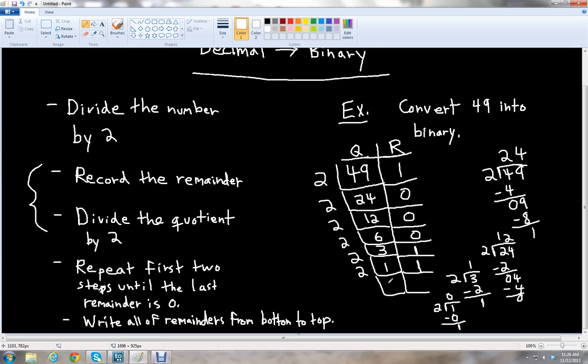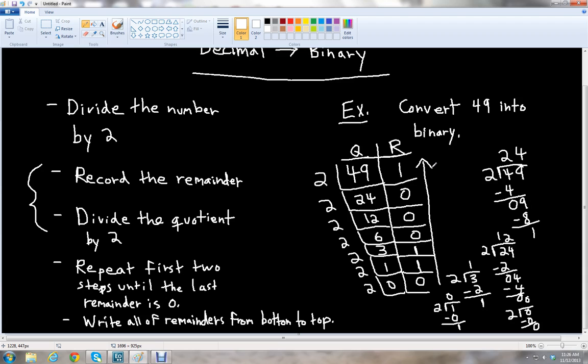And then we write down our 0. 2 goes into 0 0 times. And that gives us a remainder of 0. So just write that to the side. 2 goes in 0 0 times, 2 times 0 is 0. So now we just write all of our remainders from bottom to top. And that'll give us the final answer for our binary number.